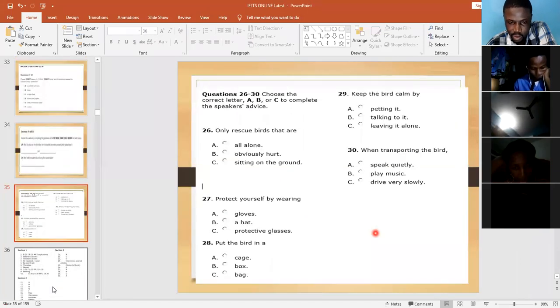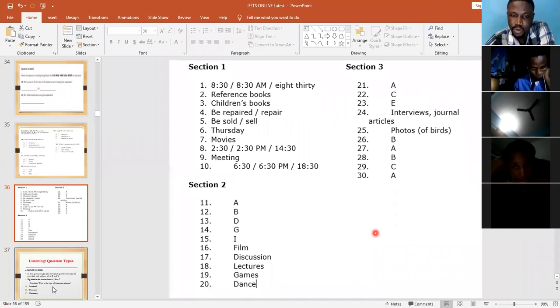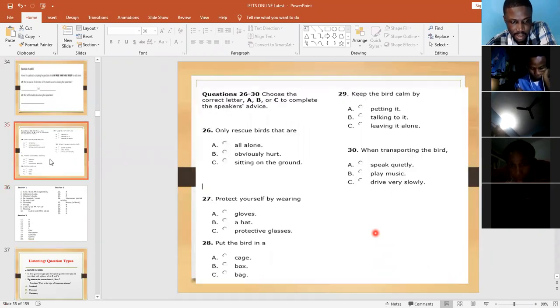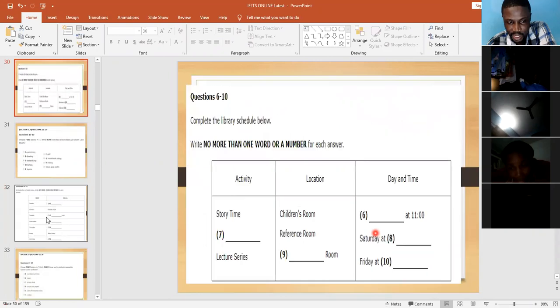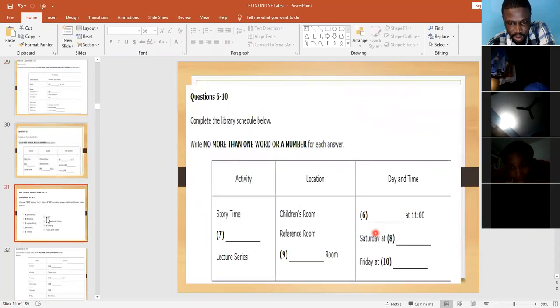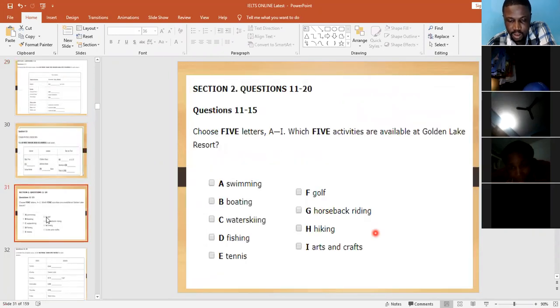Okay. So 11 to 15, it is A, B, D, G, I. You can see that the person was actually eliminating the one that was not available and talking about the one that was available.